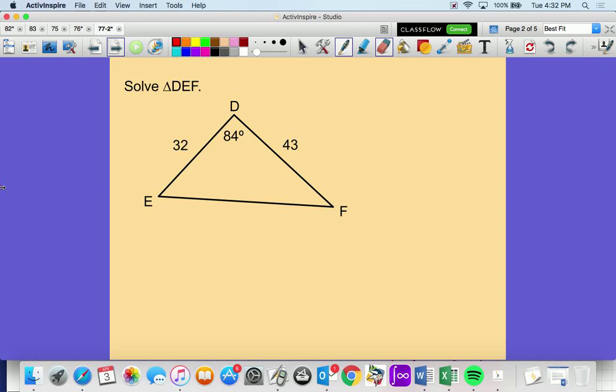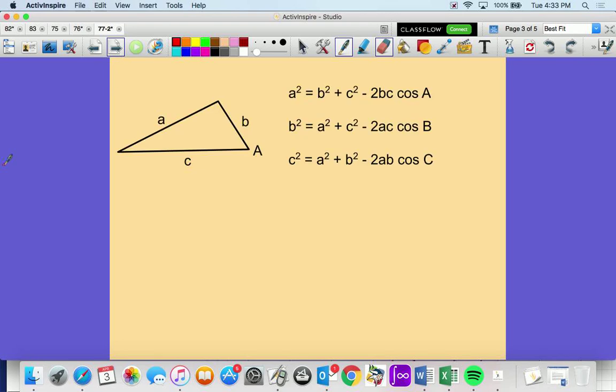Now, what happens if, for the last one, we had a side and an angle that matched up? What happens if we don't? We don't have this here. Across from 32, we don't know. Across from 84, we don't know. And across from 43, we don't know. When that is the case, we are going to use what's called cosine law. And this looks complicated, but as long as you understand the pattern to it, it is much easier.